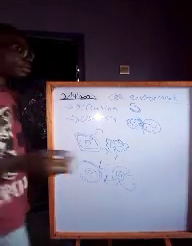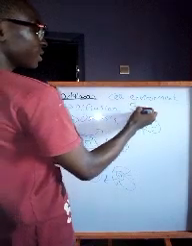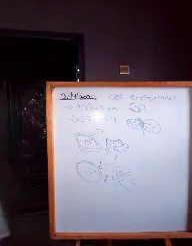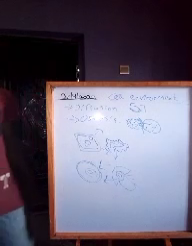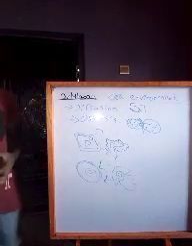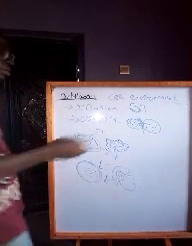Then we have the fact that it depends on temperature. So diffusion depends on the temperature of the medium. If the temperature is high, then diffusion will be high, but if the temperature is low, diffusion will be low. Then we have the concentration gradient.